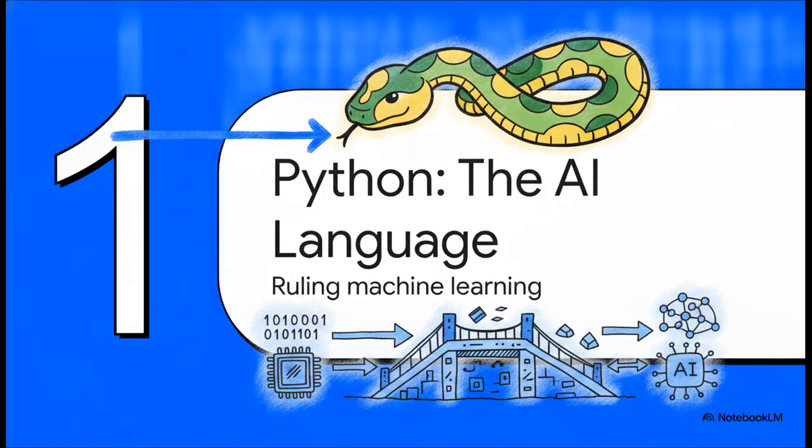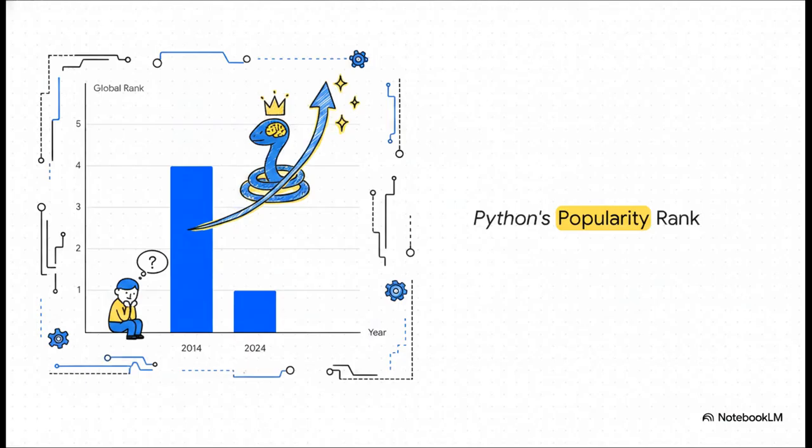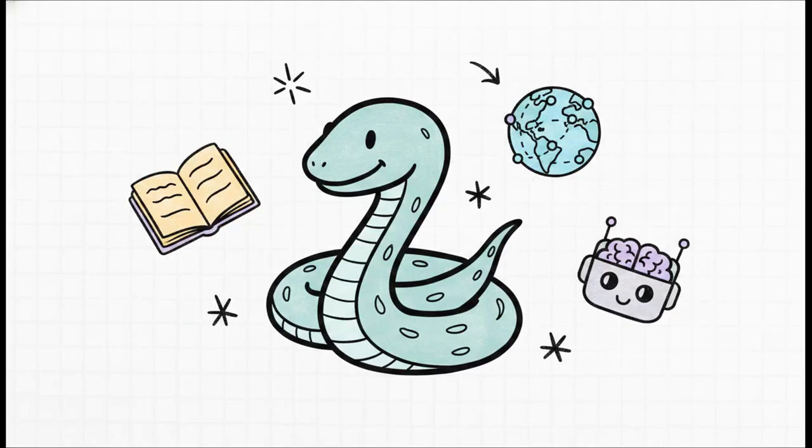Starting with part 1, Python, the AI language, and exactly why it rules the machine learning world. You know, Python's rise has been absolutely meteoric. Just a decade ago, back in 2014, it was sitting quietly at 4th place. Fast forward to 2024, it has completely dominated, taking the undisputed #1 spot globally. But why, right? It didn't just get lucky. It basically comes down to 3 huge advantages.